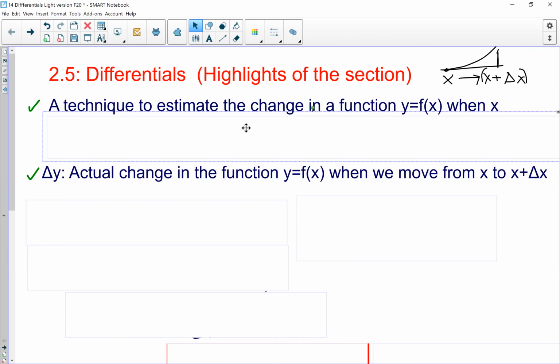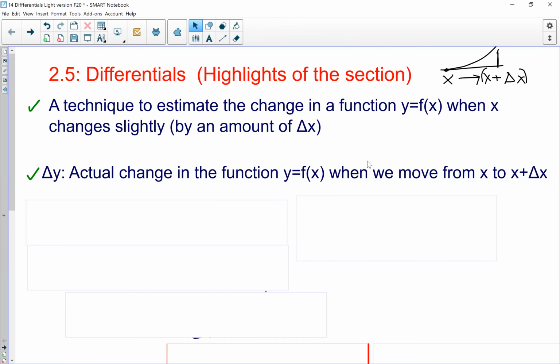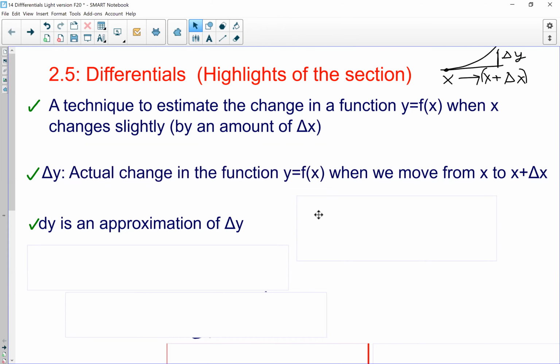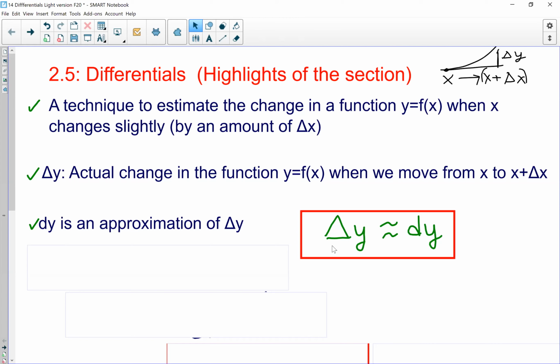So typically what we're trying to estimate is really delta y, how much y has changed. That vertical distance, the change in y, is referred to as delta y. So we're trying to figure out what delta y is. Delta y is the actual change, but we're going to estimate it by using something known as dy. dy is simply an approximation of delta y, and dy is a quantity that will be determined using the derivative. So delta y will be approximated by dy.